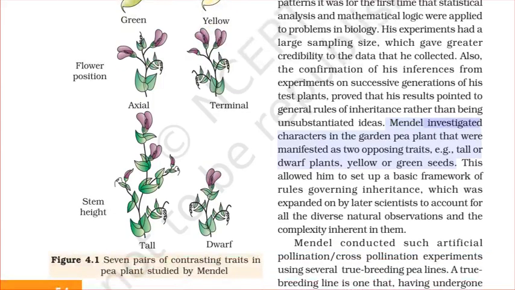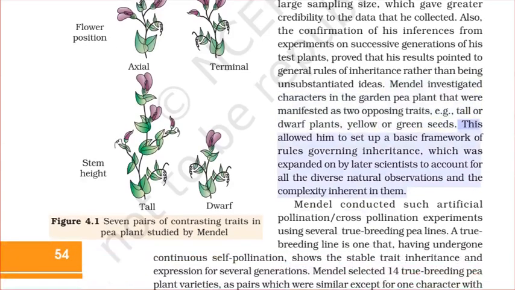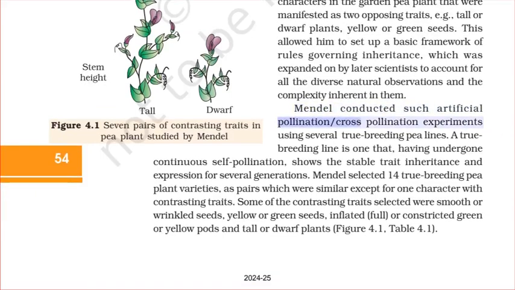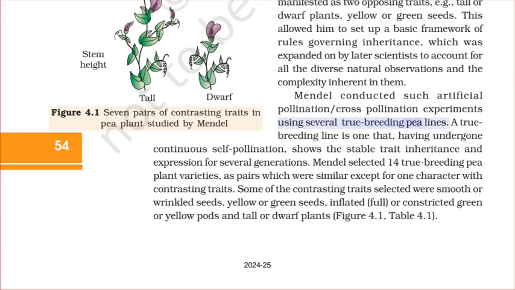Mendel investigated characters in the garden pea plant that were manifested as two opposing traits, for example, tall or dwarf plants, yellow or green seeds. This allowed him to set up a basic framework of rules governing inheritance, which was expanded on by later scientists to account for all the diverse natural observations and the complexity inherent in them. Mendel conducted such artificial pollination, cross-pollination experiments using several true breeding pea lines.